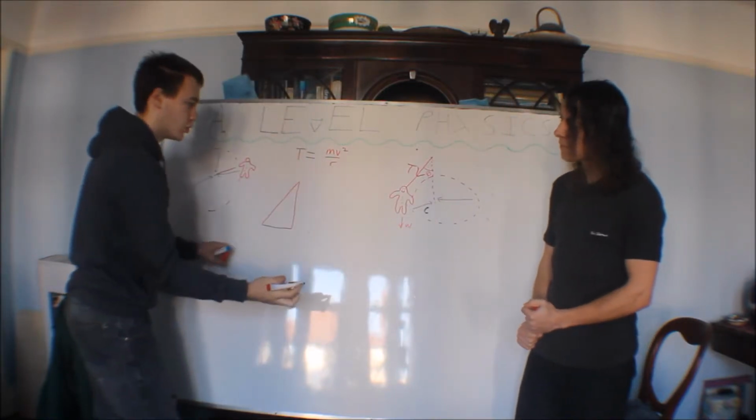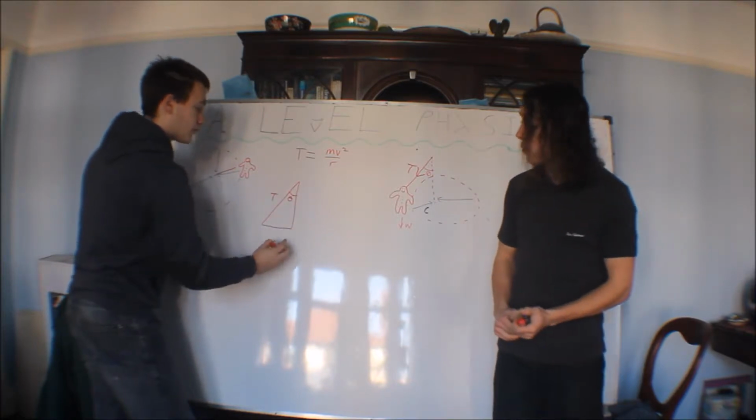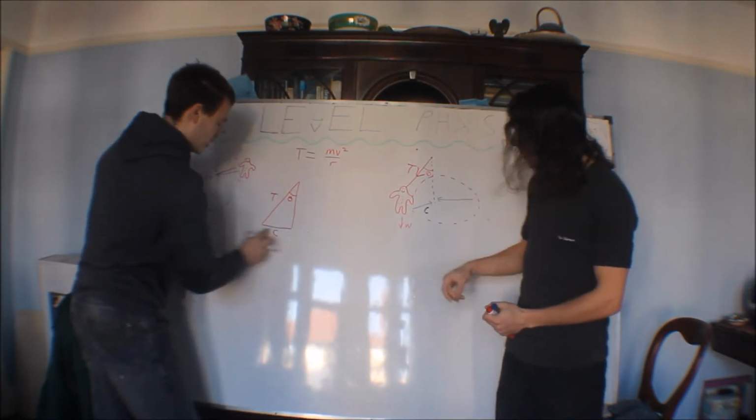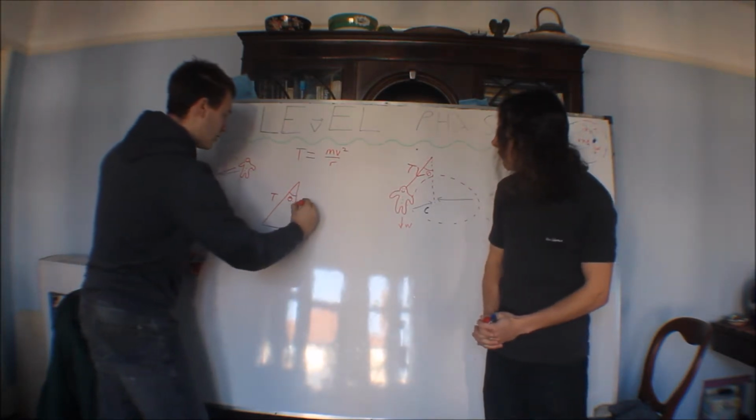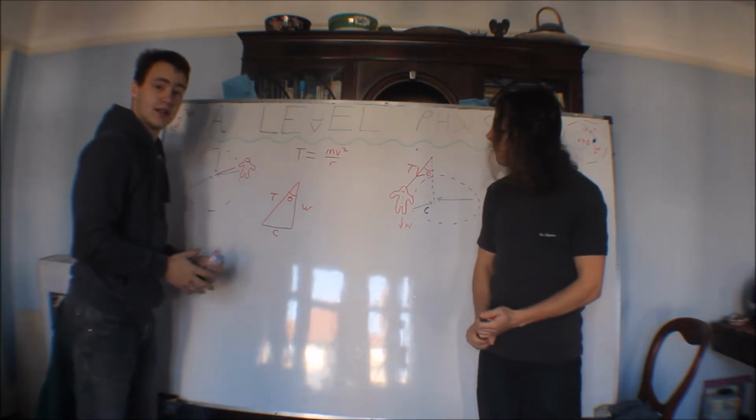So it's less of an awkward drawing now. This is still T, this is still theta. Our vertical component is weight, so rather than just being underneath it here, it's a completed triangle. There's weight there, and our bottom, our centripetal force, C.